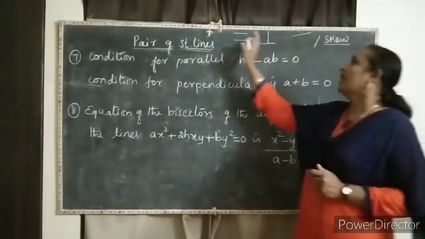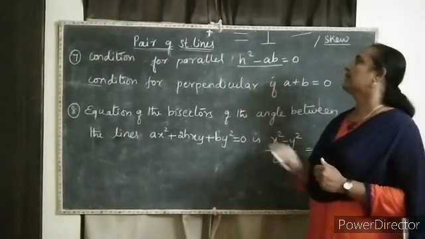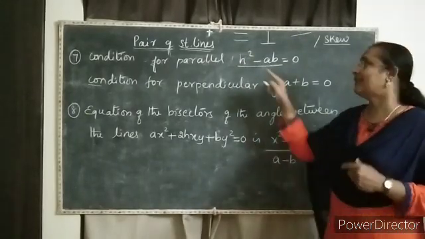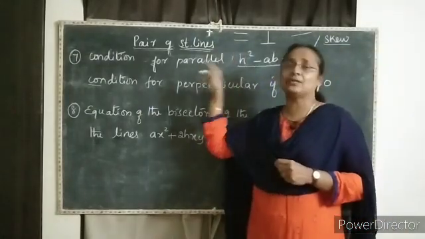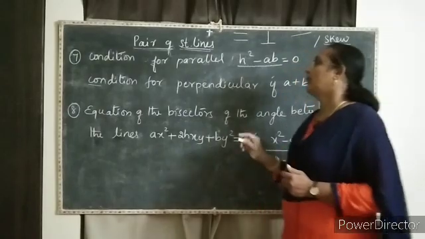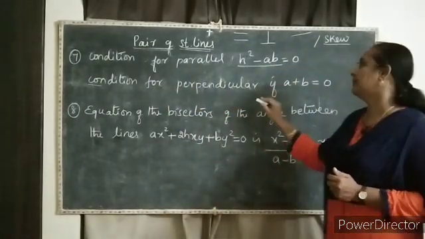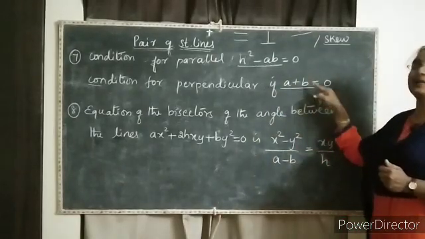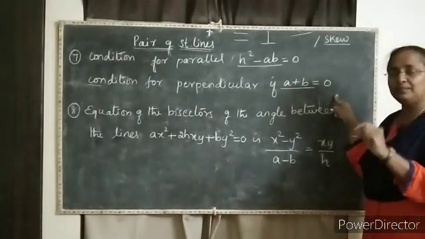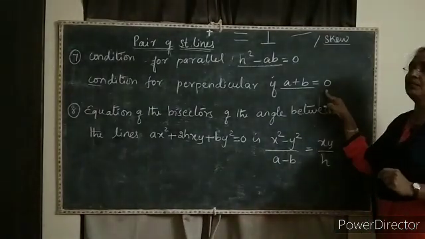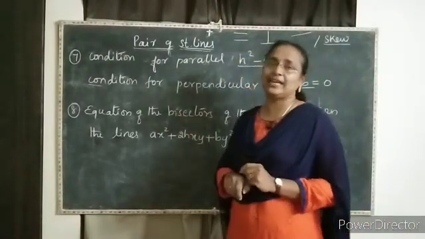Okay, check. Now we are going to check whether the given lines are parallel under this condition, h squared minus ab equal to 0. If the value of h squared minus ab is equal to 0, I can say the given pair of straight lines are parallel. Okay, the next condition is condition for perpendicular. If the value of a plus b is equal to 0, that means if I add the values of a and b and it equals 0, then I can say that the given lines are perpendicular to each other.